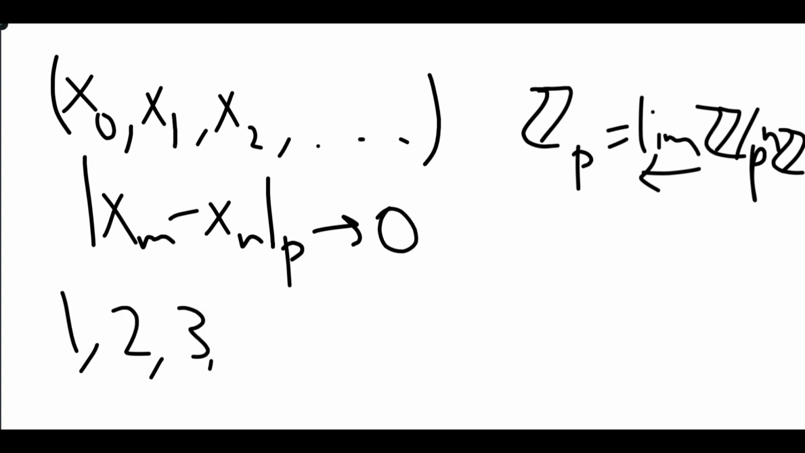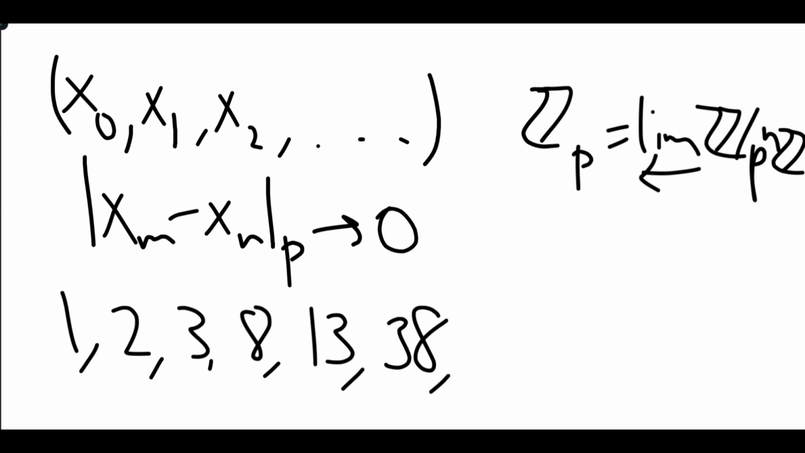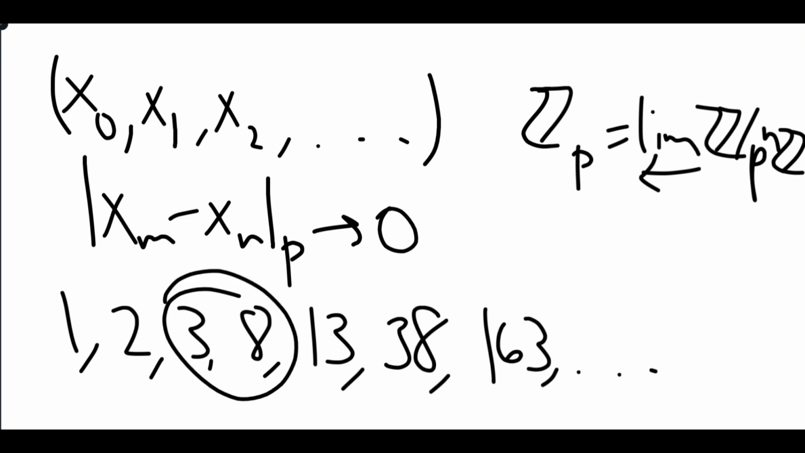For example, you could have something like 1, 2, 3, 8, 13, 38, 163. If we take these mod 5, the differences of 1, 2, 3 are 1 in the 5-adic absolute value because the differences aren't divisible by 5 at all. But 3 and 8 differ by a fifth. 8 and 13 differ by a fifth. 13 and 38 differ by 1/25th. 38 and 163 differ by 1/125th, and so on. So if we reduce these mod 5, we eventually get 3, 3, 3, 3, 3, 3, 3.